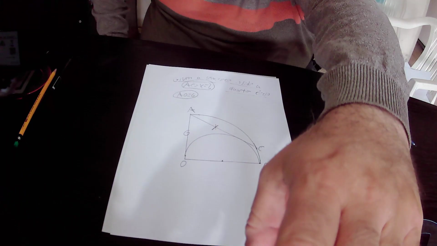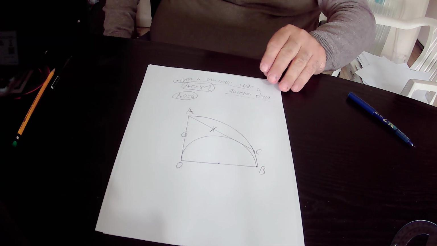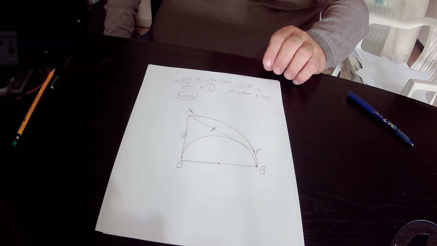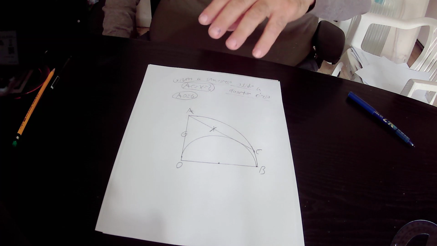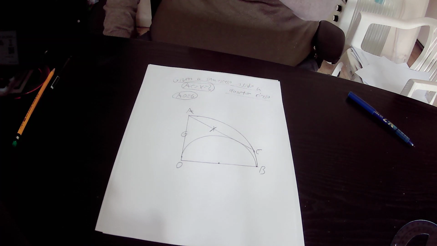Now, in this lecture, we will find out the length of line segment X using two different methods. In the drawing, we have a semicircle inside a quarter circle.